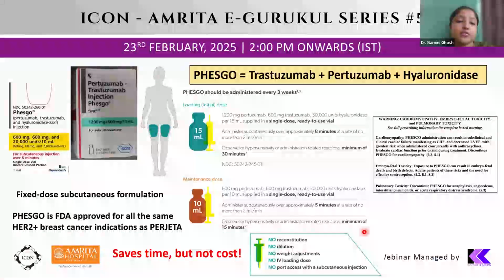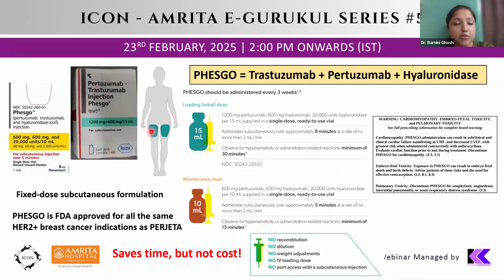Now, coming to this novel formulation, that is Phesgo. What is this? This is a fixed dose subcutaneous formulation of trastuzumab along with pertuzumab. And hyaluronidase is given along with it for better subcutaneous penetration of the drug. So what are the indications of this Phesgo? As we can see, it is FDA approved for all the same indications as pertuzumab.